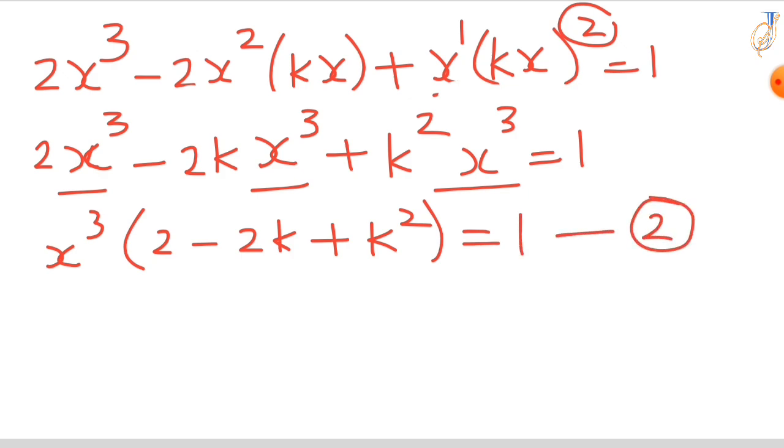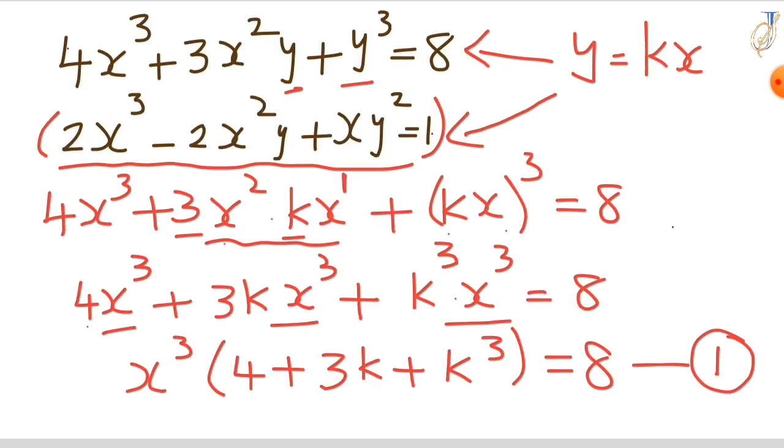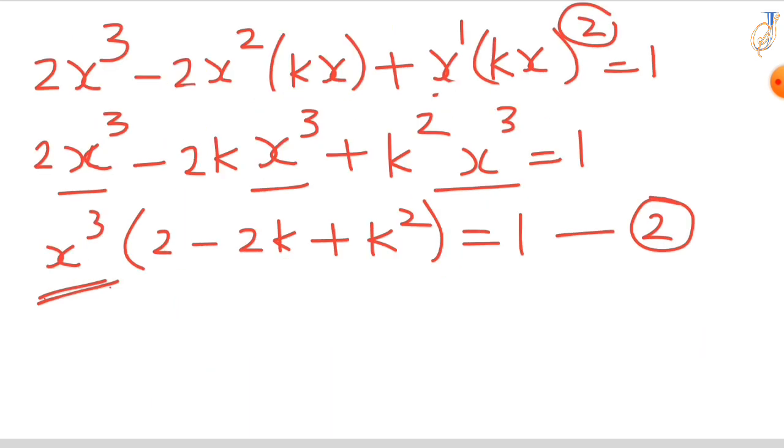Do you observe? Here we take x power 3 as common, and in equation 1 also x power 3 is common. So what you have to do is divide equations 1 and 2 to get rid of this x. Then you are left only with k. Divide the first equation over the second equation.